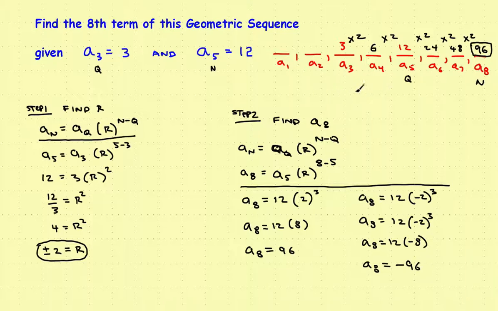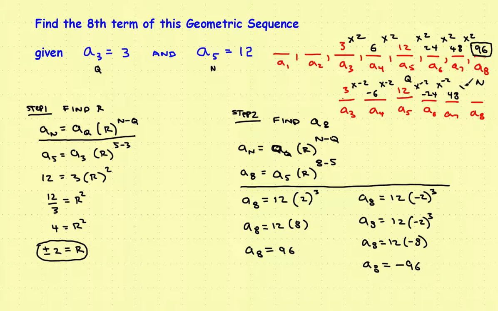Now let's see what that actually means. Once again, we'll start with a sub 3. Then here is a sub 4, a sub 5, a sub 6, a sub 7, and a sub 8. This one you know is 3. This one you know is 12. And let's see what happens this time if you used a negative 2. So this times negative 2 would give me negative 6. Times negative 2 would give me positive 12. Times negative 2 would give me negative 24. Times negative 2 would give me positive 48. Times negative 2 would give me negative 96.